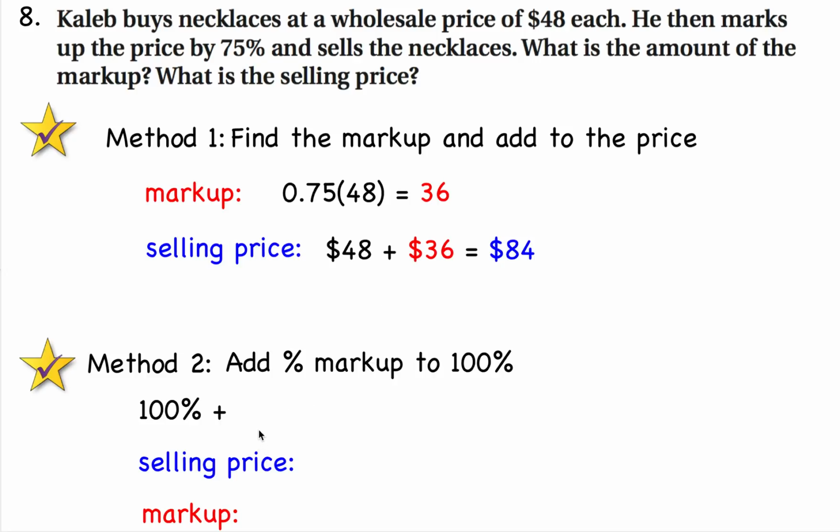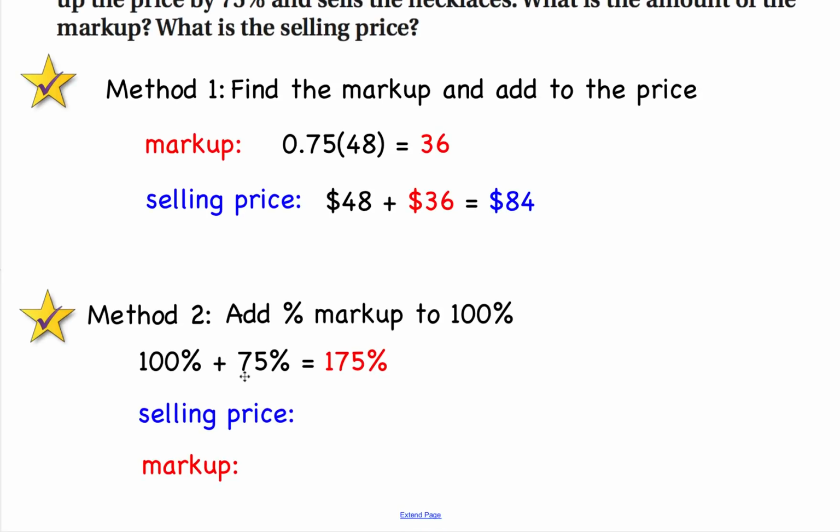Method 2, 100% plus 75% will give us 175%. So that's the amount of our markup. So we have to change 175% to a decimal, so that's going to be 1.75, right? And we're going to take 1.75 times the original price. So 1.75 times 48 gives us $84, which is what we found before. If we wanted to find how much the markup was, we only have to take the selling price minus the original. So we're going to take 84 minus 48, and that gives us $36.